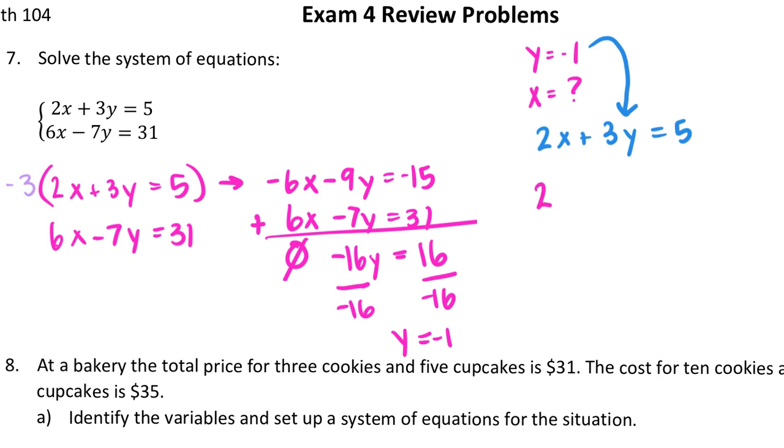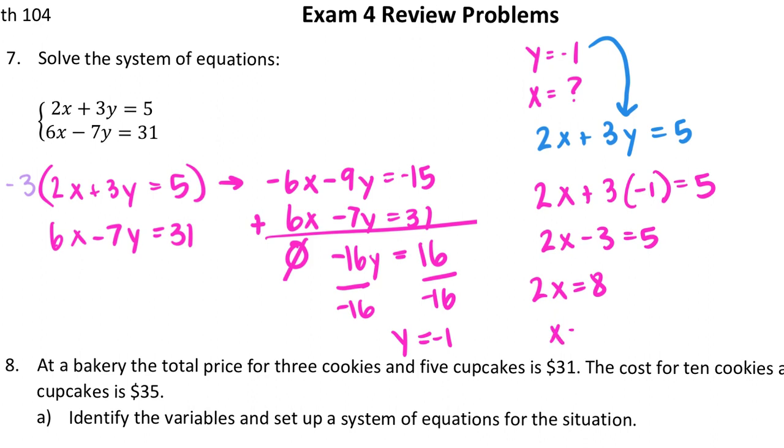So we have 2x plus 3 times negative 1 equals 5. So 2x minus 3 equals 5. 2x equals 8. So x equals 4. Just solving your very basic linear equation. Okay, we have our x and our y. So our solution is x equals 4, y equals negative 1, or you can write it as a point, x is 4, y is negative 1. So that's solving a system of equations.